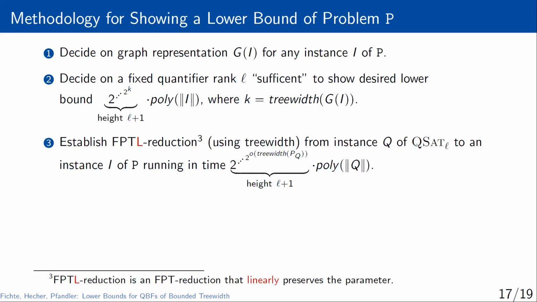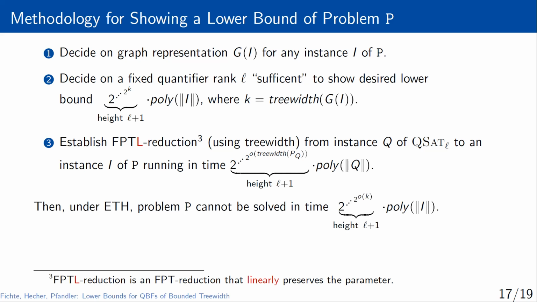Then we establish an FBT reduction from QSAT L to the problem P, where we have to take care that the Treewidth parameter is linearly preserved. Further, the reduction is not allowed to run in time L-fold exponential in the Treewidth, because in this time we could already solve QSAT L. This establishes the same lower bound as QSAT L. So under ETH, we cannot solve P in time that is L-fold exponential in the Treewidth while still being polynomial in the instance size. For details on generalizing this methodology further, we refer to the paper.